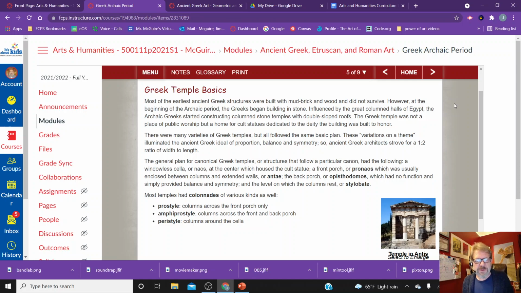The general plan for canonical Greek temples, or structures that follow a particular canon, had the following: a windowless cella or naos, at the center of which was a cult statue; a front porch, or the pronaos, which is usually enclosed between columns and extended walls; the anta or the back porch.